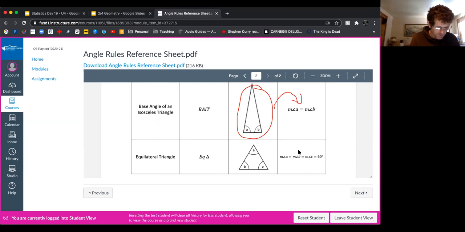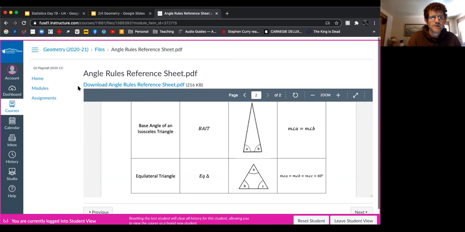So we're always trying to convert a geometric diagram into an algebraic equation so we can actually do our algebra and solve for whatever missing value we're looking for. So that's available for you.